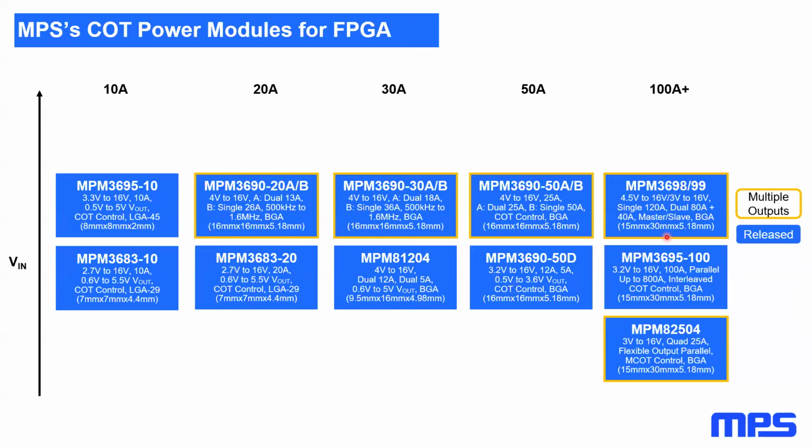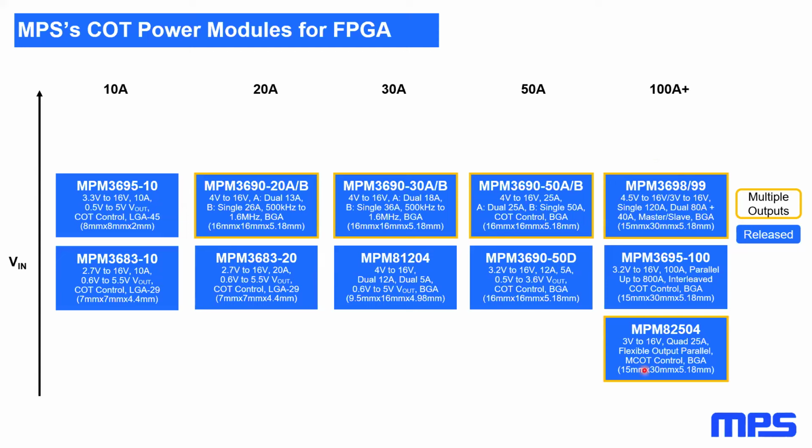capabilities, and the 3698, which is one of our newest modules that can deliver up to 120 amps or an 80 amp and a 40 amp rail, also allows for these high-speed communication protocols that are required in some of the newer higher-end FPGAs.